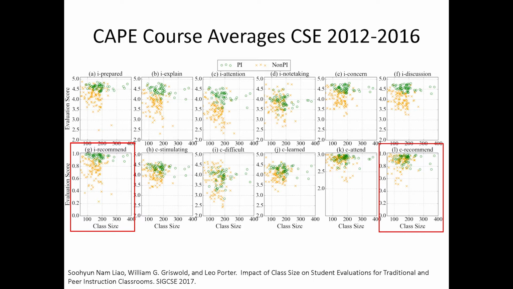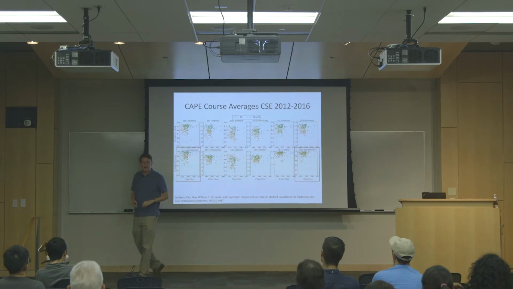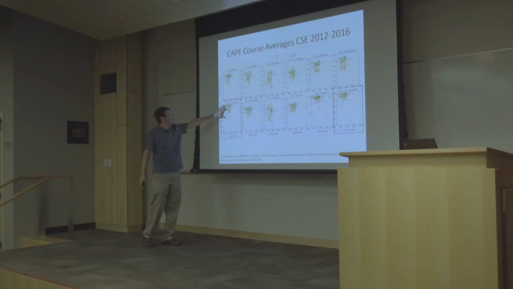It seems like the green is above the yellow, but we kind of already knew that students liked peer instruction. We know it's actually not true for things like, is the course more difficult? That doesn't seem to be much going on there. They seem to overlap pretty closely, but in terms of do you recommend the course or do you recommend the instructor, it looks like there's a real value to peer instruction.